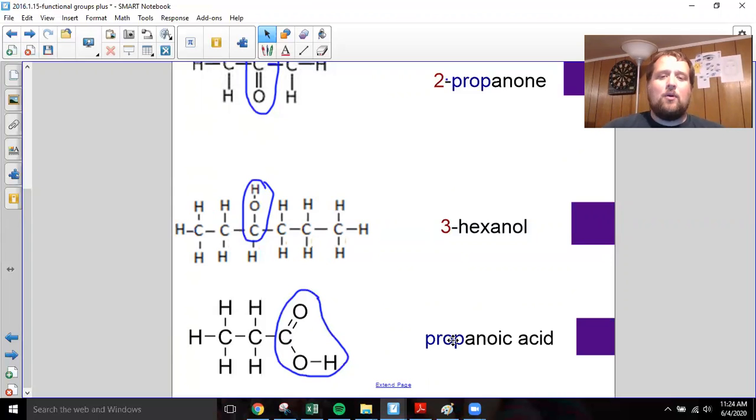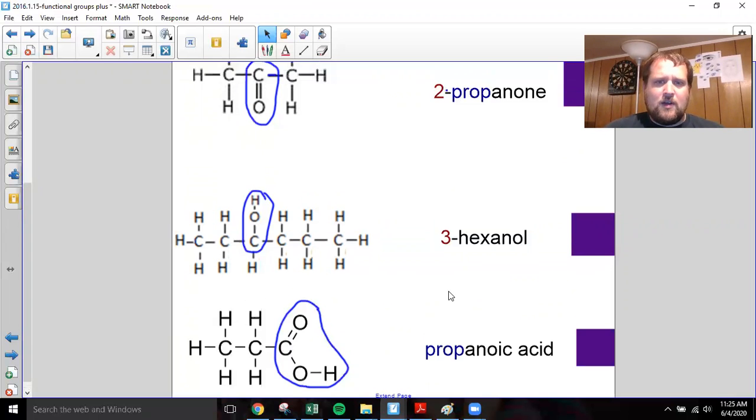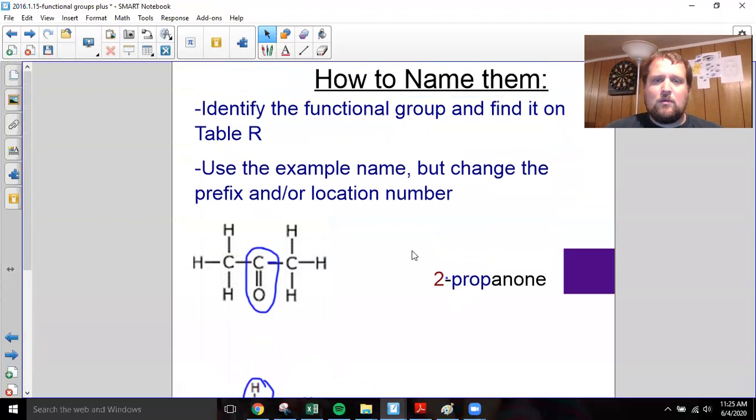Okay, so I hope that made sense. You're going to have a table of probably about 10 of these, and your job is going to be to identify the functional group and find it on table R, and then use the example to name it, but just change the prefix and the location number as you need to.